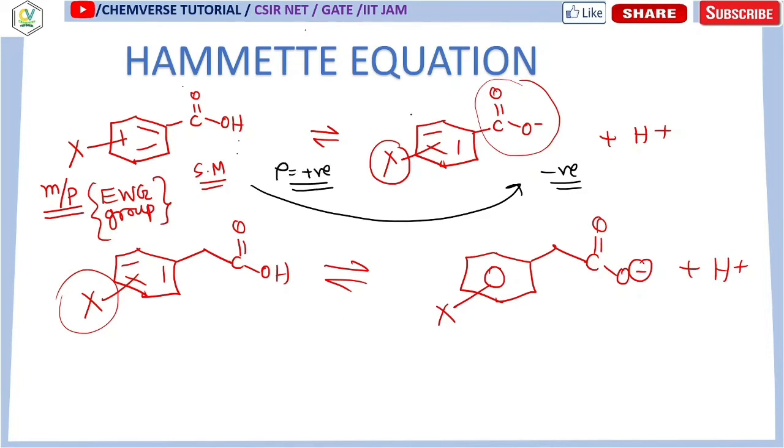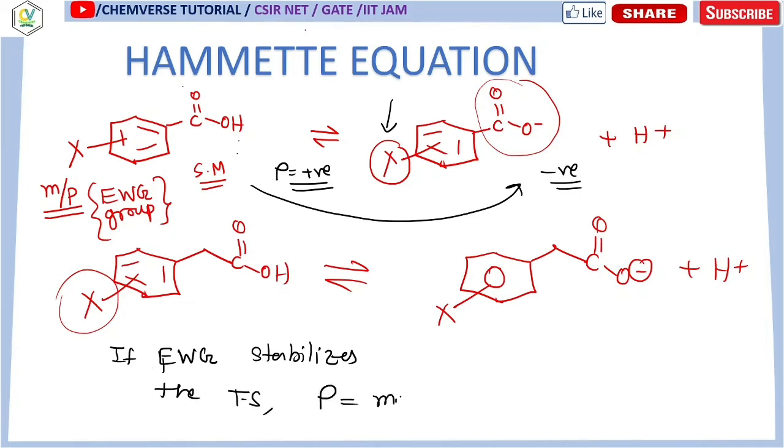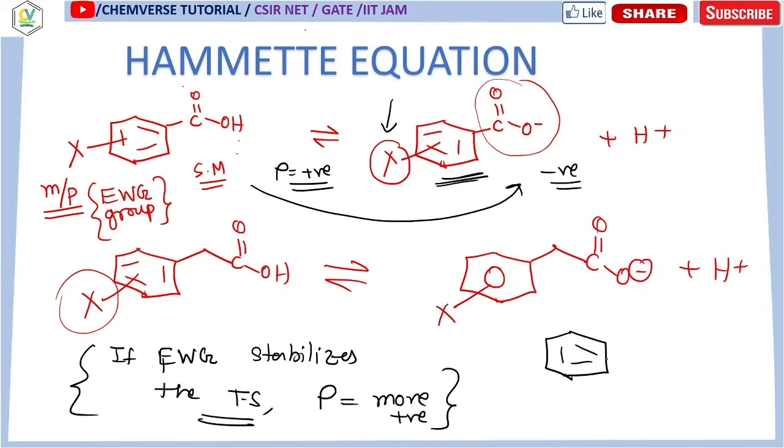Now this negative charge is stabilized with the help of the electron withdrawing group. One point is quite important: if the electron withdrawing group stabilizes the transition state, the rho value will be more positive. Now you can see this is the structure, this is a benzene ring. Suppose I am talking about this first one. This is the benzene ring, and over here the negative charge is there.